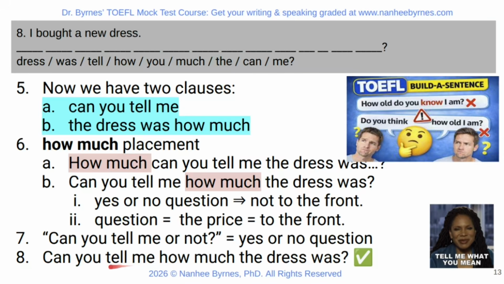Also, in a noun clause, the subject and verb stay in normal order. How much the dress was. Putting can you tell me together with the noun clause, we have the final answer. Can you tell me how much the dress was?